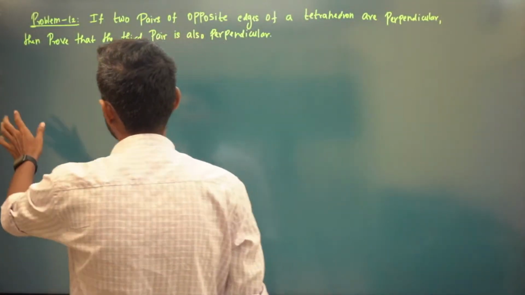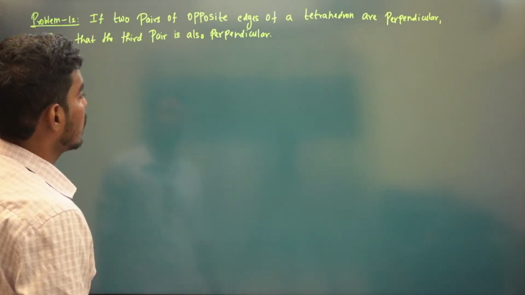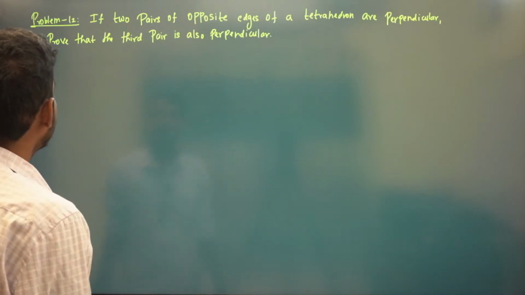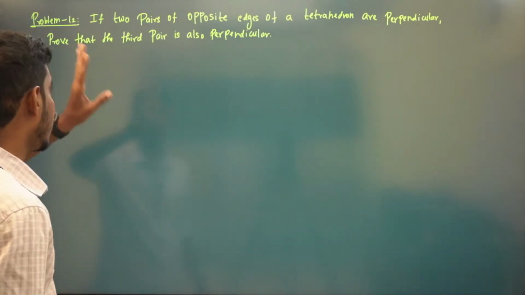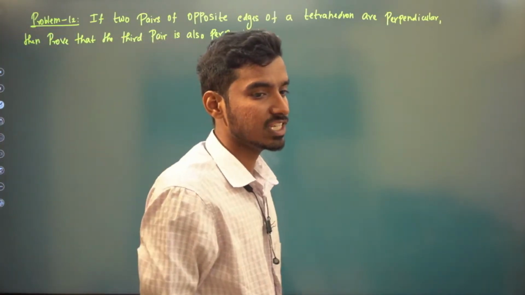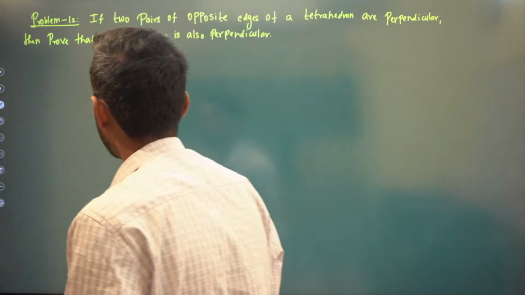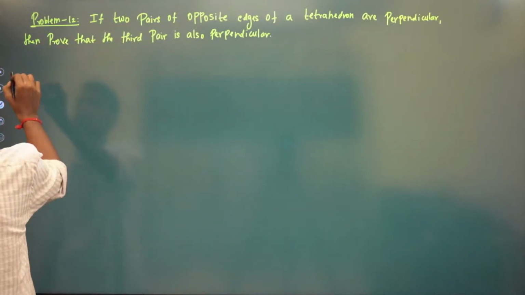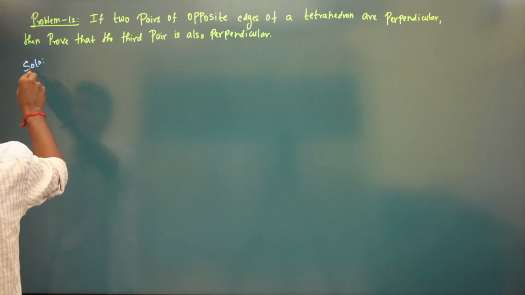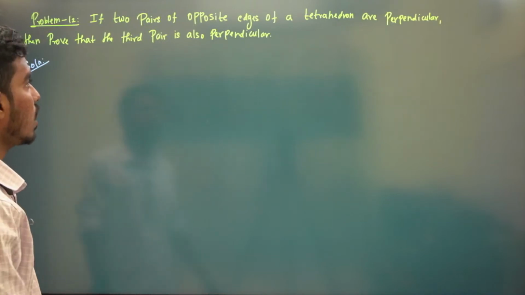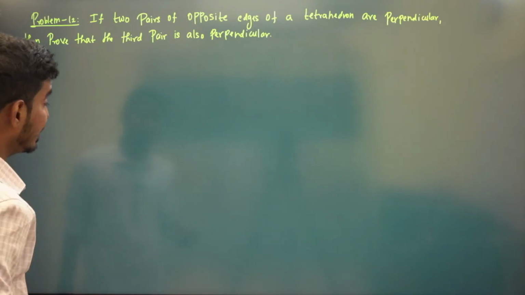Okay, so we'll do this. If two pairs of opposite edges of a tetrahedron are perpendicular, then prove that the third pair is also perpendicular. So the next three problems are based on tetrahedron. The first two problems were based on the rectangular parallelepiped and cube. Sorry, tetrahedron. So if two pairs of opposite edges of a tetrahedron are perpendicular, then prove that the third pair is also perpendicular.